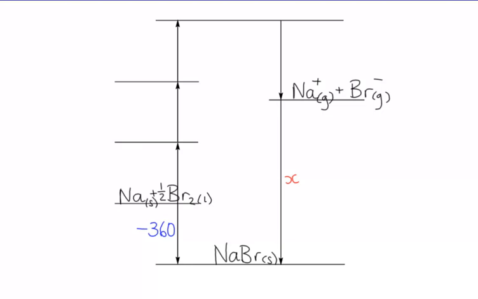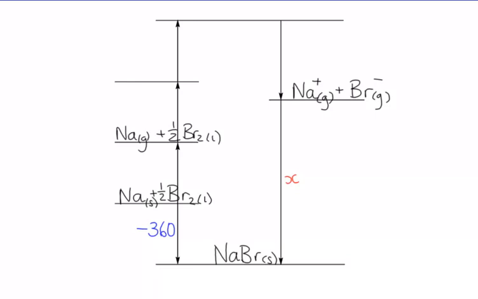Okay, so now we need to work our way around the cycle. What we're going to do is go from the elements to the gaseous ions. We're going to atomise and then atomise again, and then ionise and then electron affinity. So atomise, atomise, ionise, electron affinity. So let's start by atomising our metal, changing Na solid to Na gas without changing the bromine.